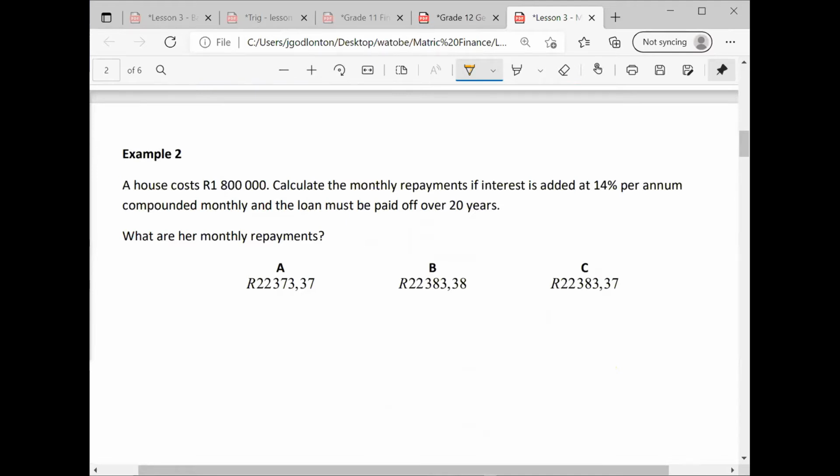So I've given you 3 options for her monthly repayments. So one of those is definitely right. And I would like you all to give this question a try. And then when you have your answer, you can put it in the chat and we can go through it from there.